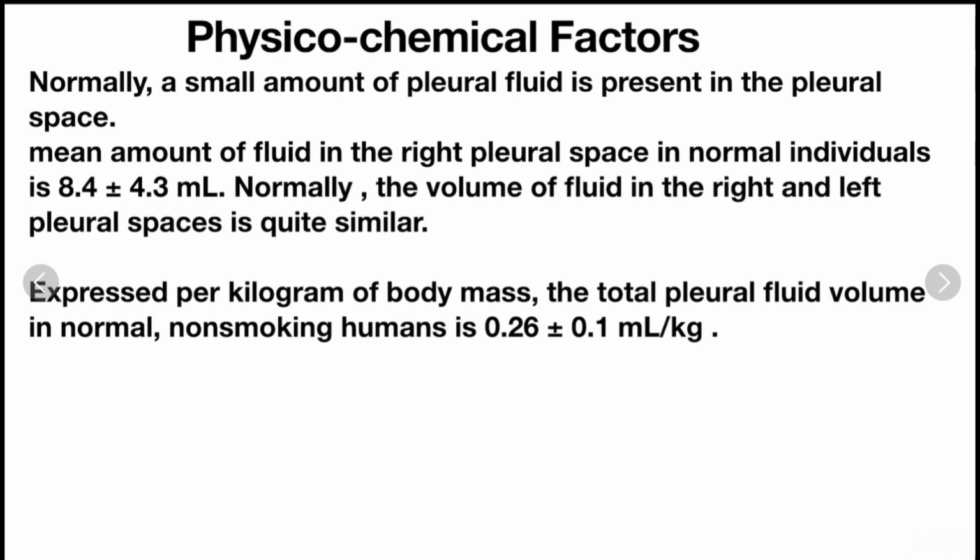Now they are talking about the physiochemical factors. Normally, a small amount of pleural fluid is present in the pleural space. The mean amount of fluid in the right pleural space in a normal individual is 8.4 plus or minus 4.3 ml. So it is around 10 ml. Normally, the volume of fluid in the right and left pleural space is quite similar. Expressed per kilogram of body mass, the total pleural volume in normal non-smoking humans is 0.26 plus or minus 0.1 ml per kg.